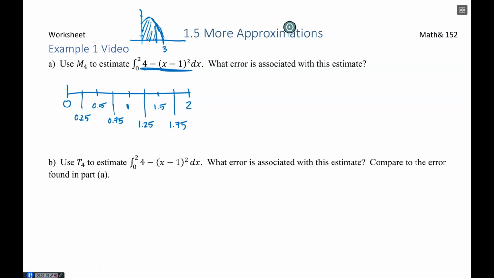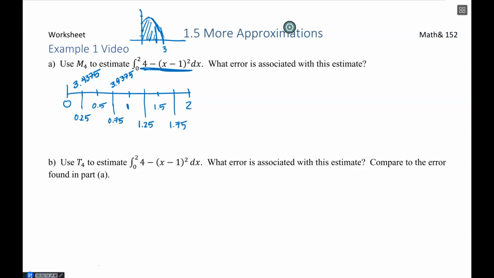And I preemptively typed that in and got 3.4375. And then I'm going to go back in my formula and I'm going to plug in 0.75 instead of 0.25. And for that one, I got 3.9375.